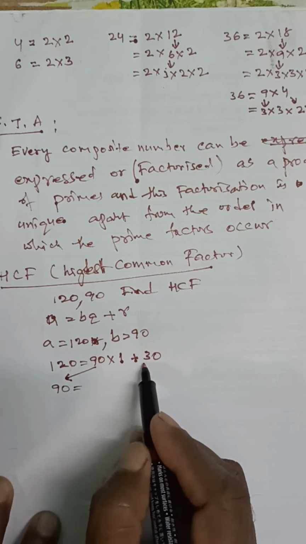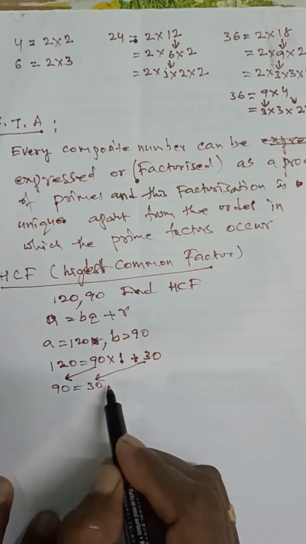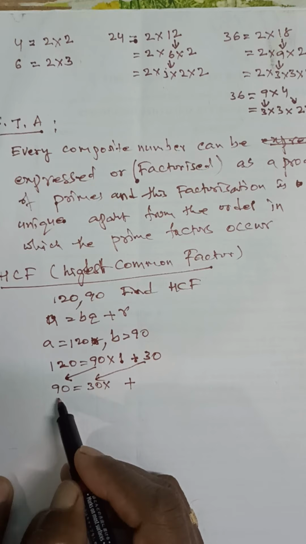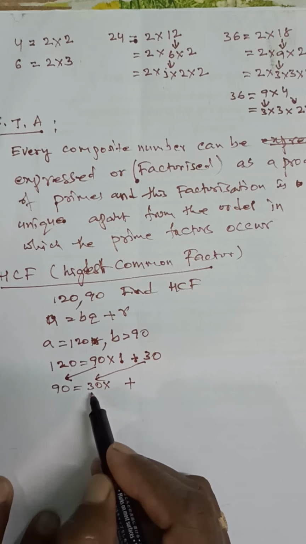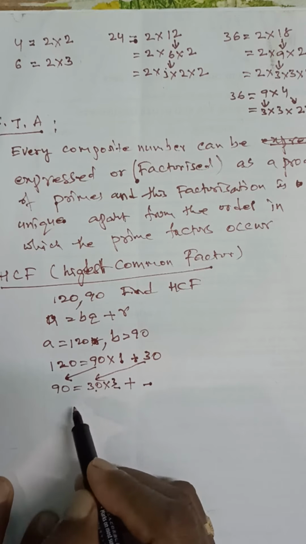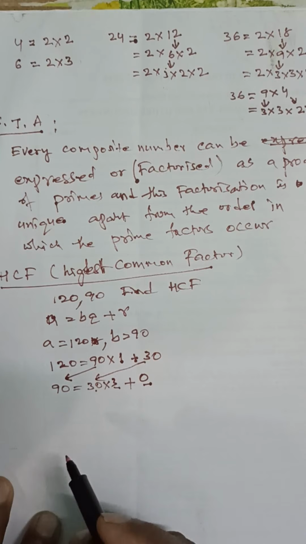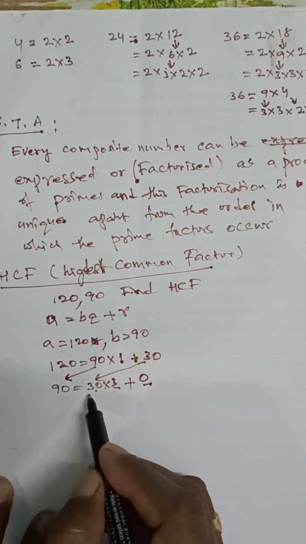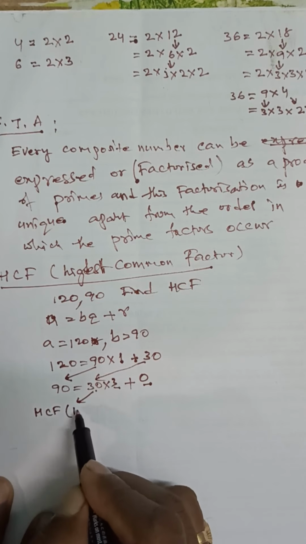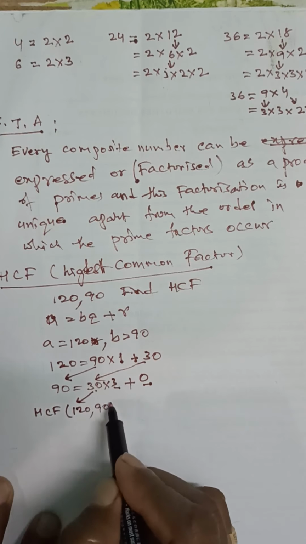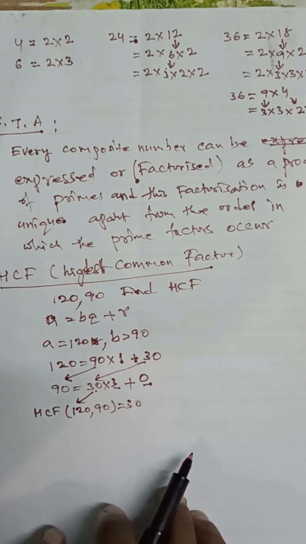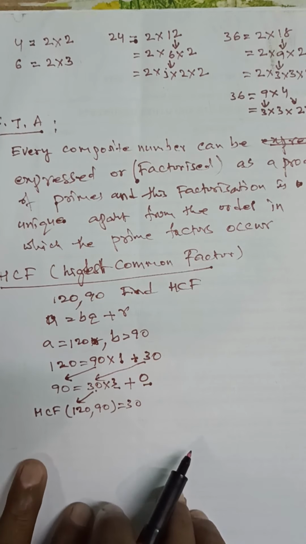90 is equal to 30 into Q plus 0. A = BQ + R. Here Q is equal to 3, 3 thirties are 90, remainder is 0. So what is the HCF here? HCF is 30. So HCF of 120 and 90 is equal to 30. So 30 is the highest common factor of 120 and 90.